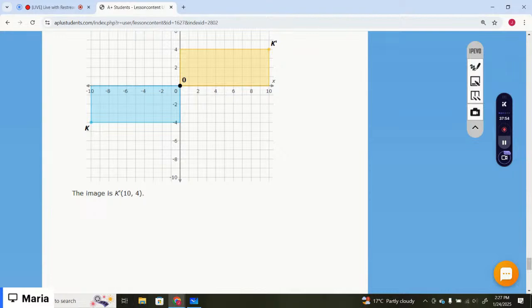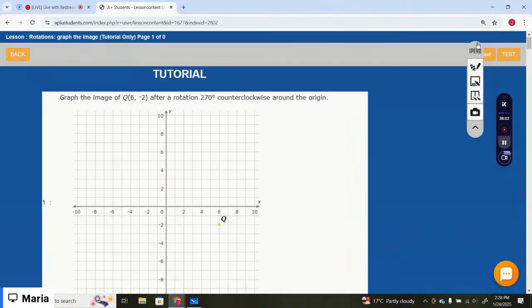So we have just finished the tutorial. For this lesson, you can find the practice questions in your book and do as many practice questions as you can, right? Let's just move on to the next lesson.